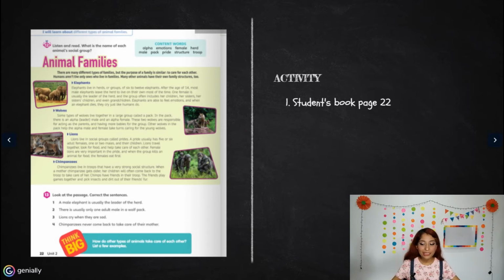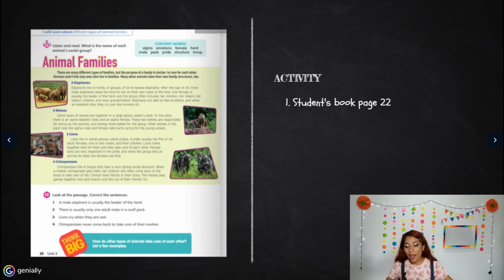Okay, so that's it. It was about animals. So I enjoyed this reading because I love animals, and my favorite ones are lions. Which of these do you prefer? Elephants, wolves, lions, or chimpanzees? So now we can go to activity 13, and the instruction says, look at the passage, correct the sentences. Okay, we have been doing some activities like this, and you are not doing them correctly. The instruction says, correct the sentences. It means that you are going to write again the sentences in the correct way.